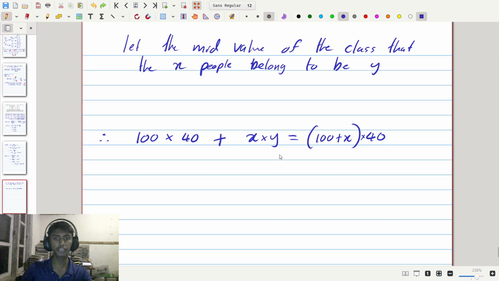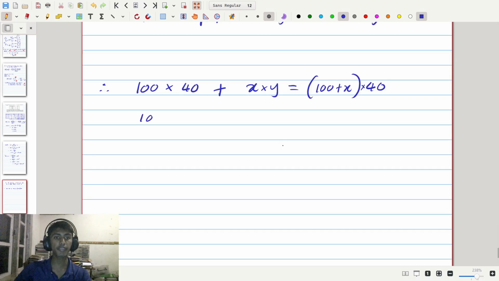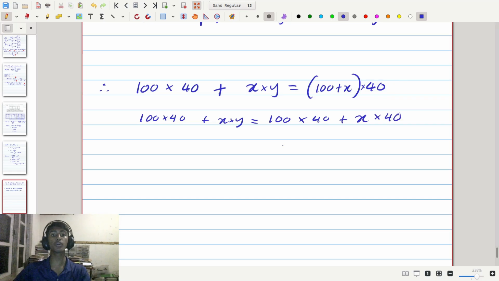So given this, you can see if we simplify, on the left hand side we have 100 times 40 plus x times y, and on the right side if we expand the bracket here, we can see we have 100 times again 40 plus x times 40. Now on both sides we can see we have 100 times 40, which if you cancel out, we're going to be left with x times y equals x times 40, which means that y is equal to 40.